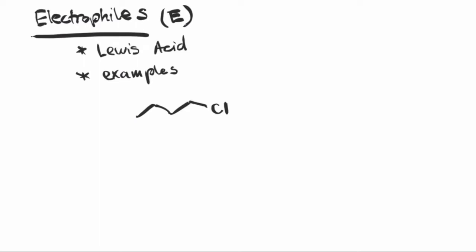Electrophiles are often found in molecules where there is a carbon connected to a very electronegative atom. For example, in this chlorobutane, notice that there is that chlorine connected at the end to a carbon. And that chlorine has a very strong dipole pulling electron density towards itself and away from the carbon. This inductive effect will create an electrophilic center at that carbon.